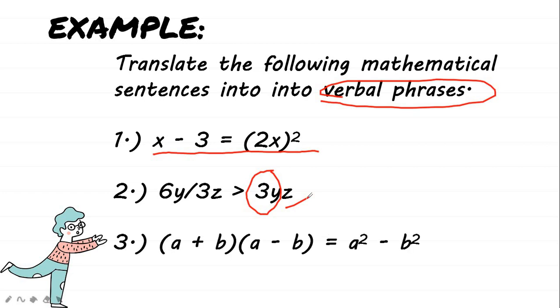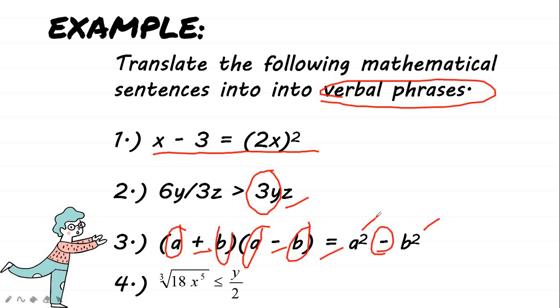Let's have number 3. The quantity a plus b times the quantity a minus b is equal to a squared minus b squared. This mathematical sentence can be expressed as the product of the sum and difference of the numbers a and b is equal to the difference of their squares. Again, this mathematical statement can be read as the product of the sum and difference of the numbers a and b is equal to the difference of their squares. So that can be read as that.